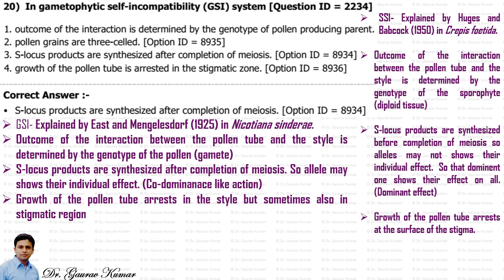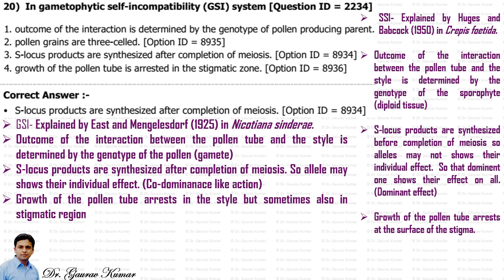The first point is just about the discoverer, the scientist, and the plant in which it was discovered. So GSI was explained by East and Mangelsdorf, 1925, in Nicotiana sanderae. The outcome of the interaction between the pollen tube and the style is determined by the genotype of the pollen, that is the gamete. The S locus products are synthesized after completion of meiosis. So alleles may show their individual effect, that is codominance-like action, and growth of the pollen tube is arrested in the style but sometimes also in the stigmatic region.